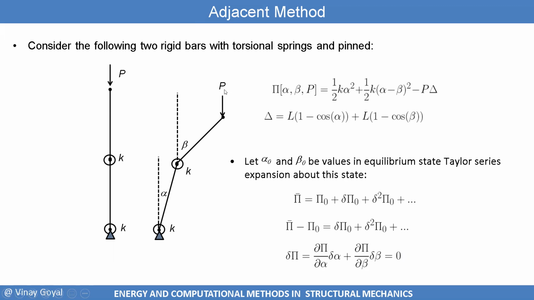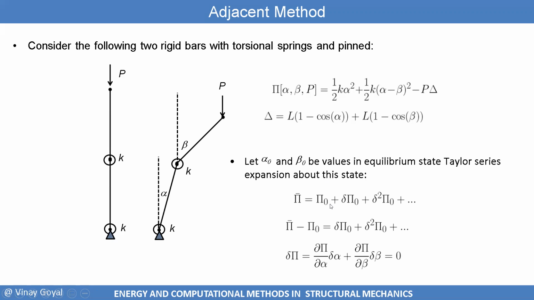this load P moves an amount delta downwards, and that delta value can be calculated by geometry, just pure geometry. So if this rotates an amount alpha, then this point moves downwards an amount L times 1 minus cosine alpha, and then this point moves an amount downwards L times 1 minus cosine beta. So I can calculate that delta very easily. And now all I have to do is expand using Taylor series expansion about this equilibrium state.